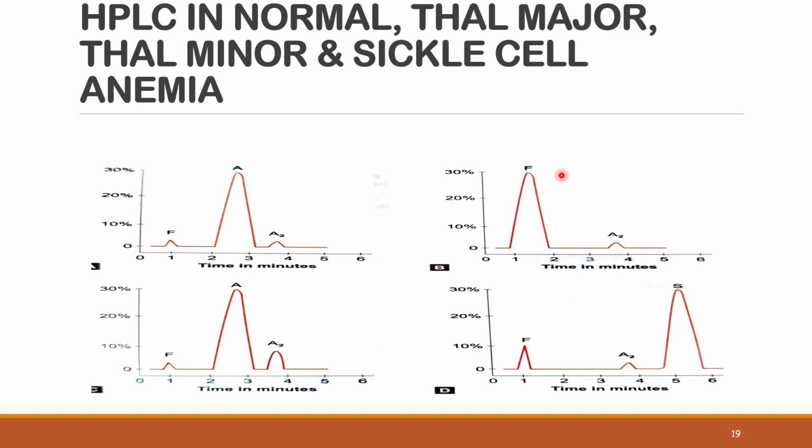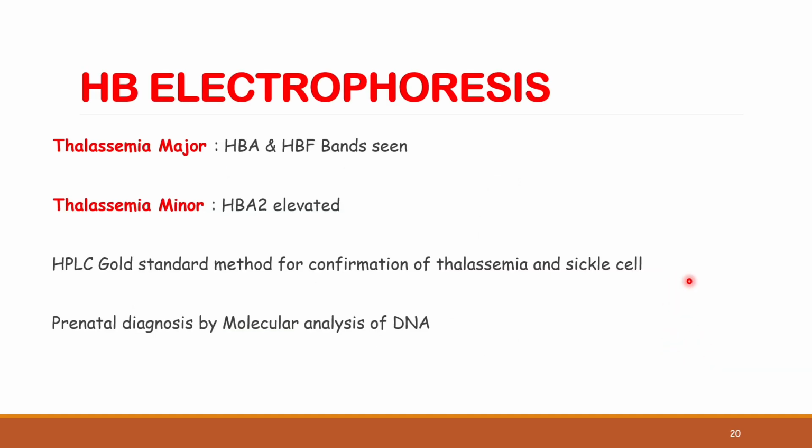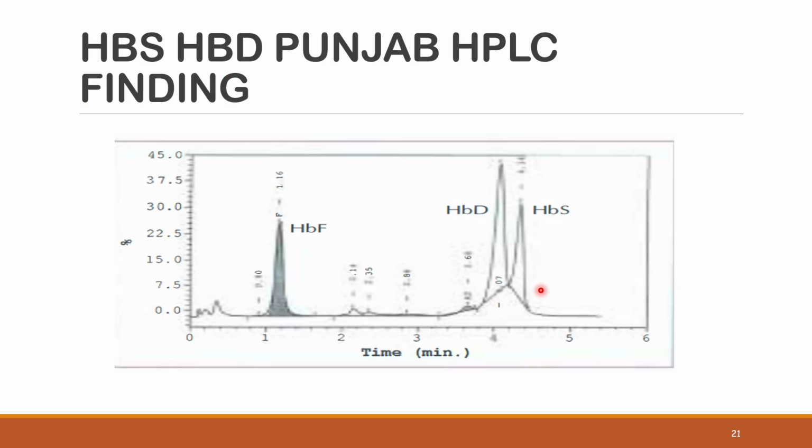All right. Here you can see that there is a peak at the HbS. See, this is the sickle cell anemia case because you have a peak in HbS. HbF is also increased. So in sickle cell anemia, you have an increase in both HbF and HbS. The main peak is in HbS. All right. So HPLC is a gold standard method for the confirmation of thalassemia and sickle cell disease like hemoglobinopathy.